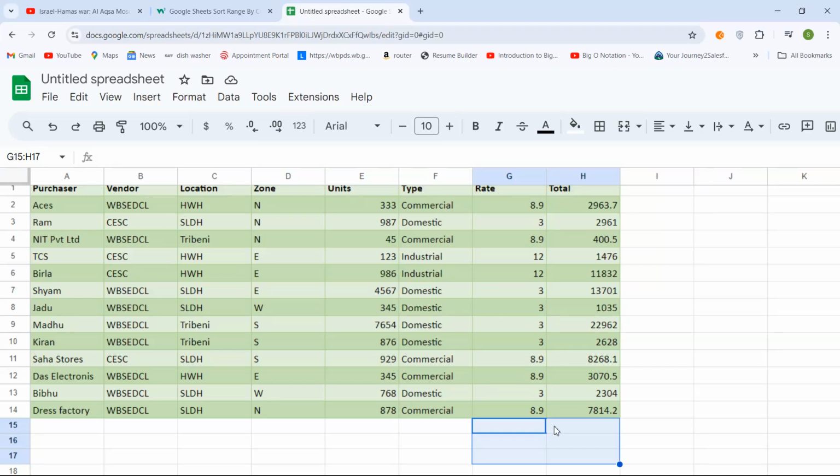The next video which I am going to record is over how to perform the aggregator function product in Google Spreadsheet.